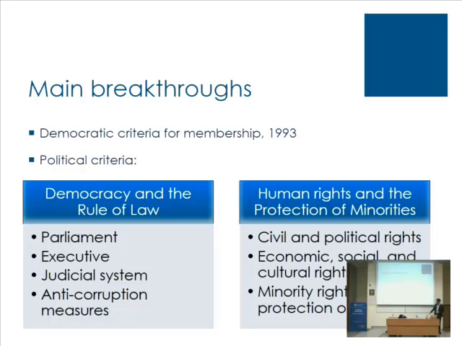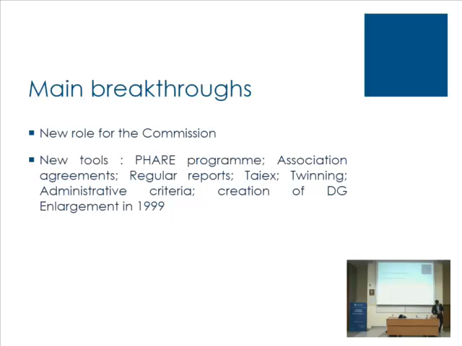There are also other things. Political criteria are the main breakthrough, the main innovation. There are also other innovations in the EU strategy. A new role for the EU Commission, when the Commission began to play a central role in negotiation, and new tools like the PHARE program, economic assistance and political assistance, association agreements, the regular reports. Regular reports are the main tool used by the EU Commission to evaluate the candidate country each year.